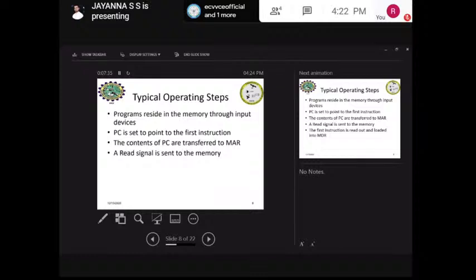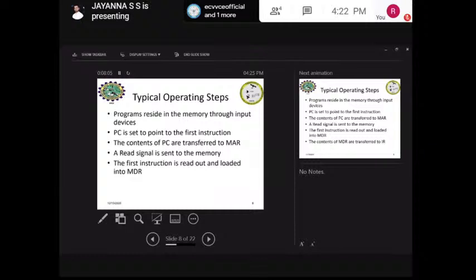In order to read the instruction from the memory, along with the PC and the MAR, you need to send some control signals like a read signal and also a write signal. Here we are reading the instruction from the memory, that's why you have to send the read signal to the memory. Once you send the read signal, that will perform a read operation. That means the first instruction is read out and loaded into the MDR register.